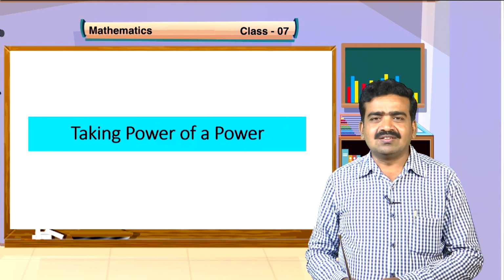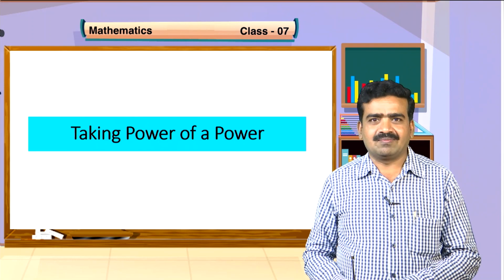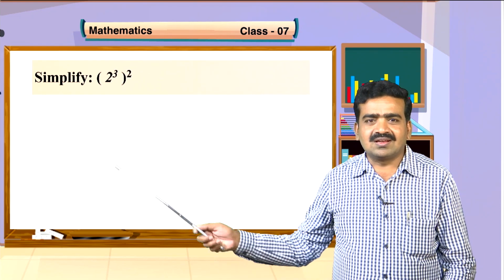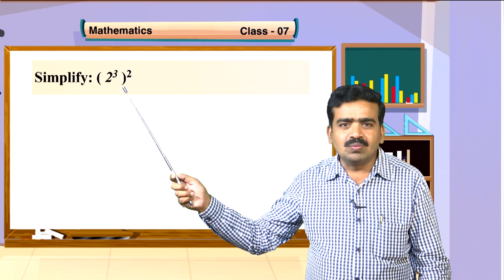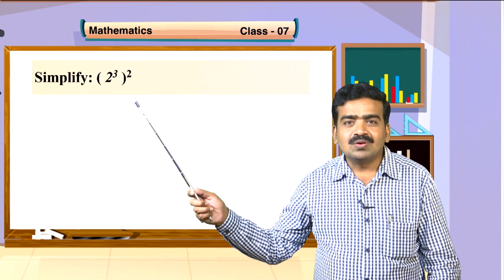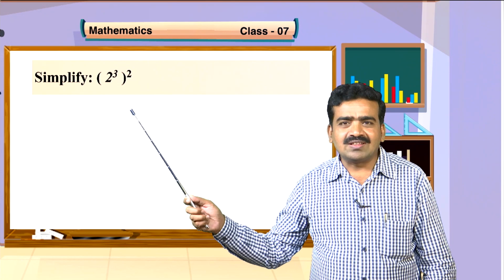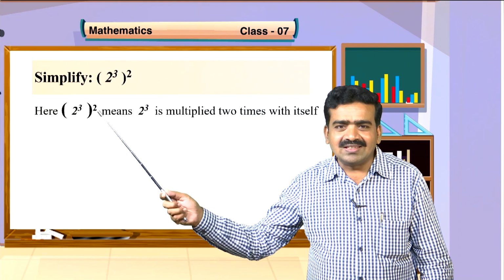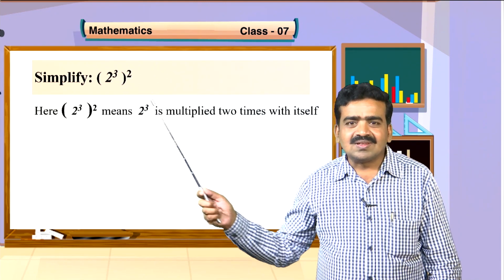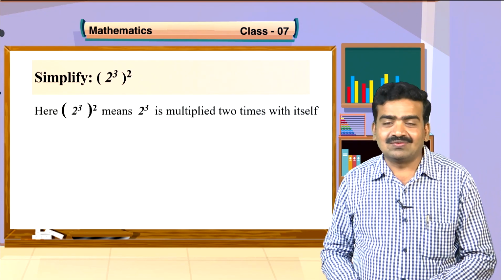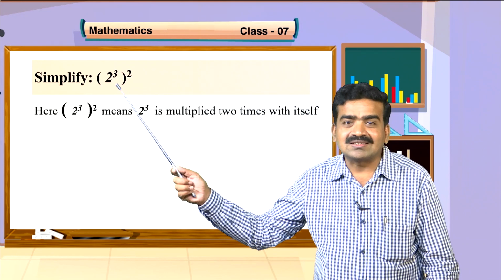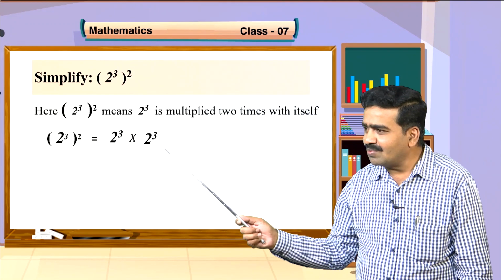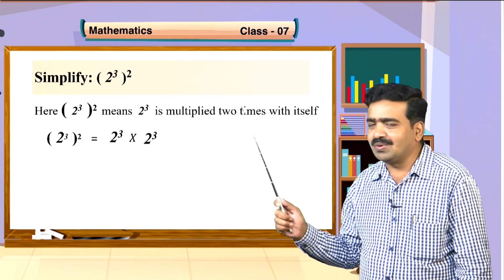The first thing we have to discuss is taking power of a power. Let us understand this through an example. Here the question is: simplify 2 cubed to the power of 2, that is, 2 cubed whole squared. How to simplify this? Here 2 cubed whole squared means 2 cubed is multiplied 2 times with itself. That can be expanded like this: 2 to the power of 3 into 2 to the power of 3, or 2 cubed into 2 cubed.